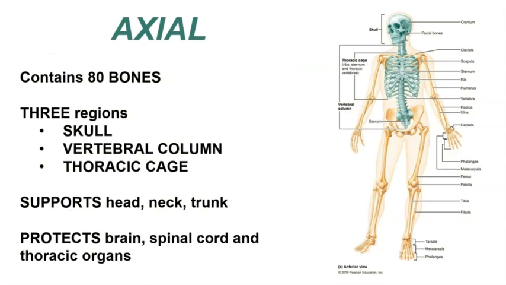The axial division consists of 80 bones located in three major regions. We have the skull, we have the vertebral column, and we also have the thoracic cage. So overall, the axial division supports the head, the neck, and the trunk, but also at the same time, it's serving to protect the soft organs inside of those structures.